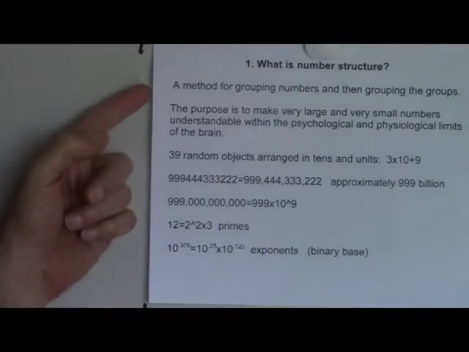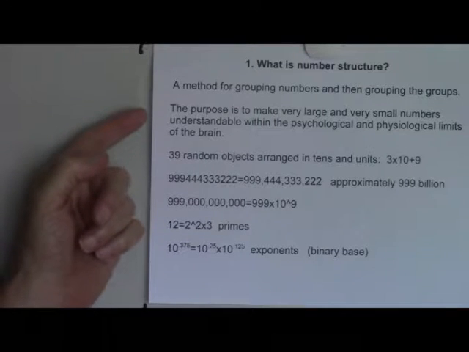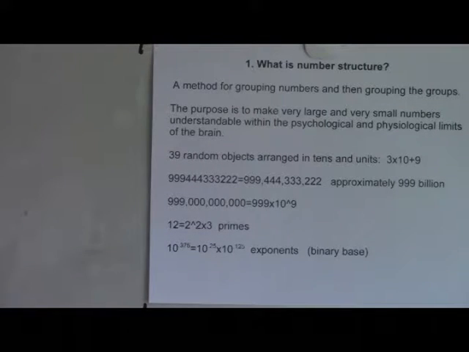So, what is number structure? It's relatively simple. It's a method of grouping numbers and then grouping the groups. The purpose is to make very large and very small numbers understandable within the psychological and physiological limits of the brain. 39 random objects arranged in tens and units. So we have three groups of 10 and one group of 9. We recognize those tens as being 30 and then the 9. So our focus will basically be focused on that first number.